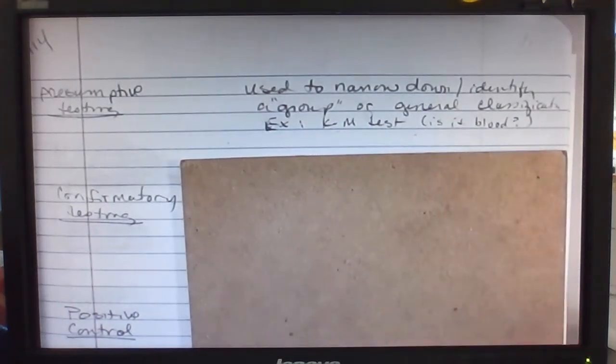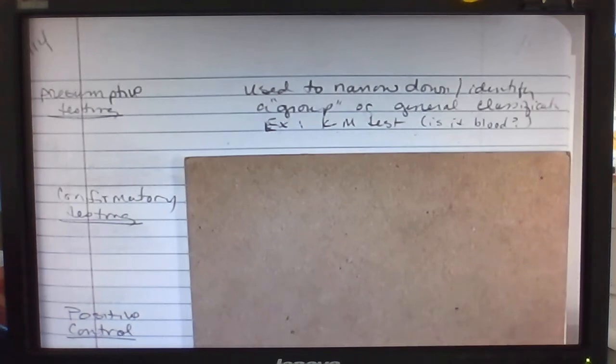It's just to say, is that red substance blood or not blood? So it's not going to tell us whose blood it is. It's not going to tell us the blood type or anything like that. It's just going to tell us, is that red stuff actually blood?